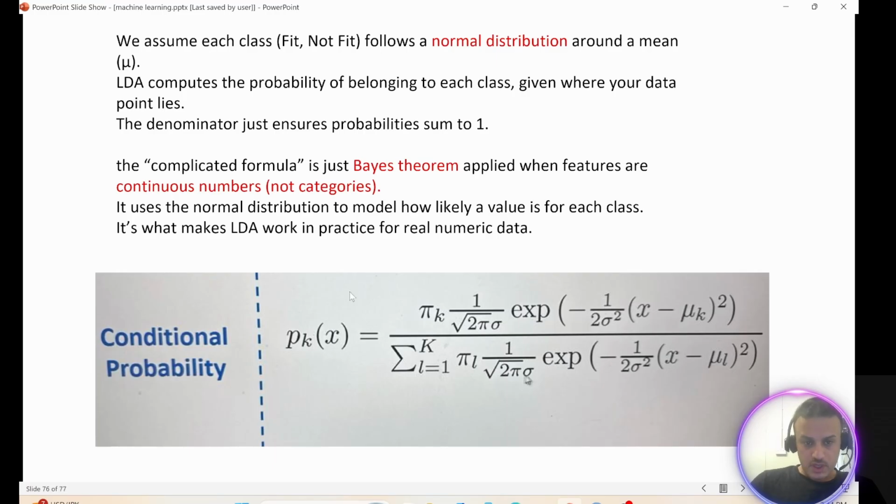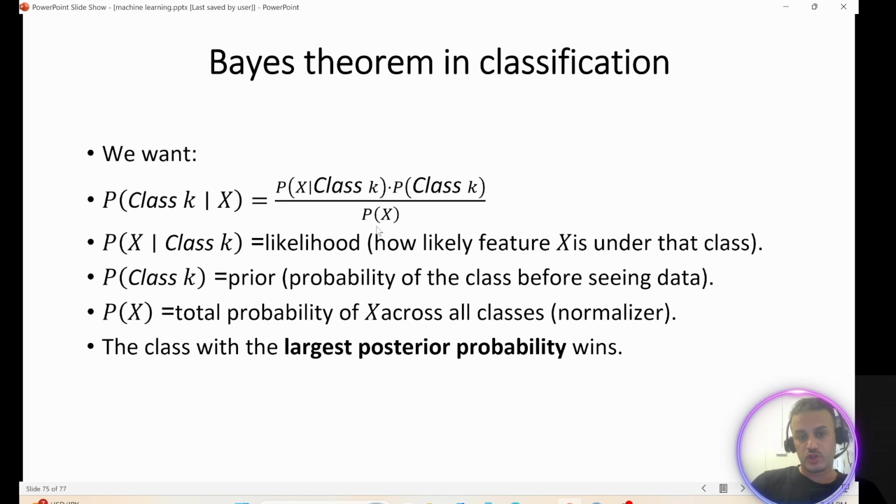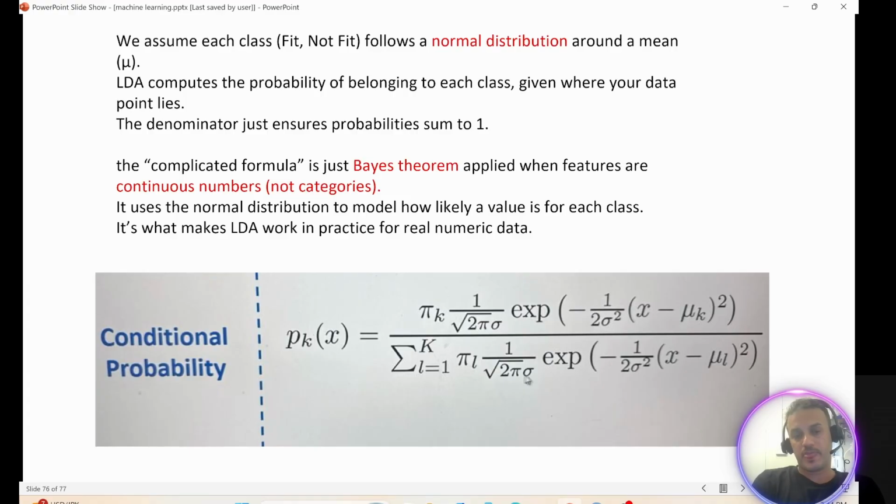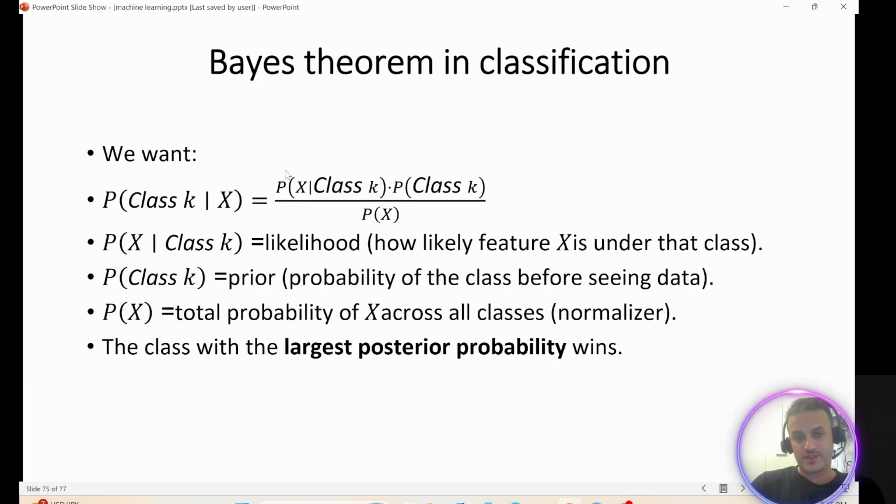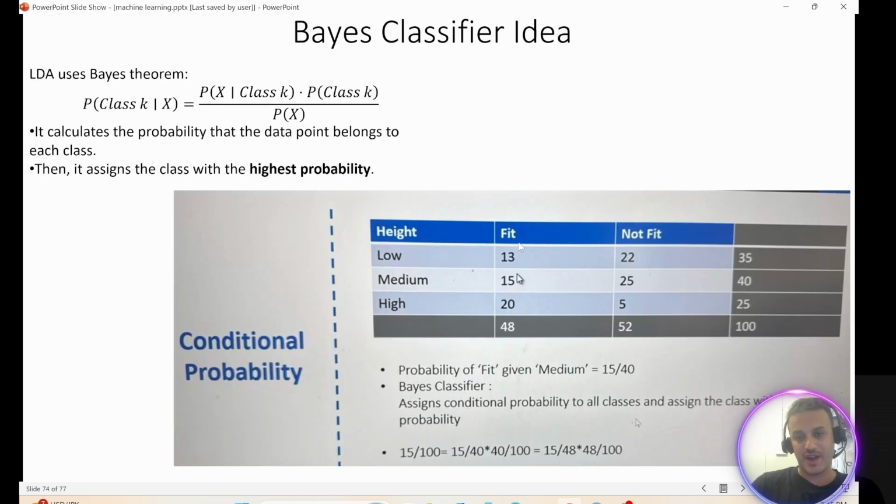So this conditional formula is the same as the likelihood, but in this one we assume all the fit and non-fit data are normally distributed. It is the same Bayes theorem, applied when features are continuous numbers, not categorized. This equation is the same as the likelihood; the easy equation is for when you have very simple data, like fit or not fit.